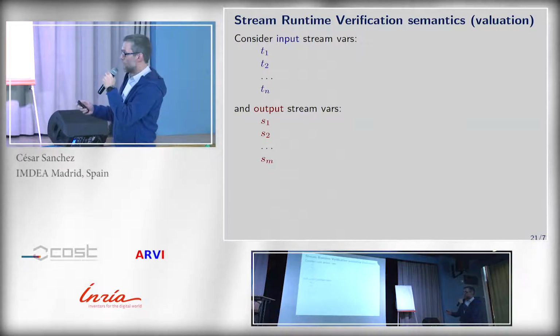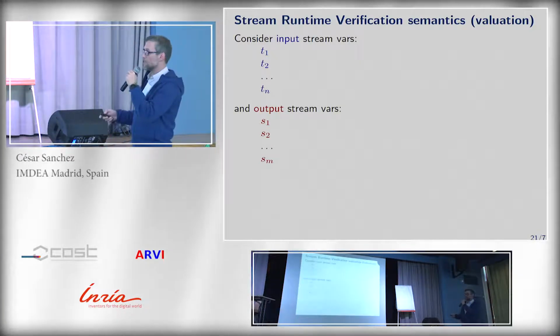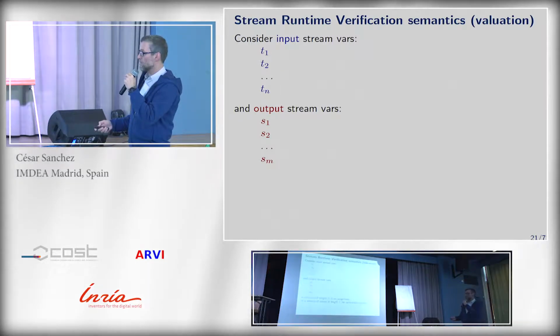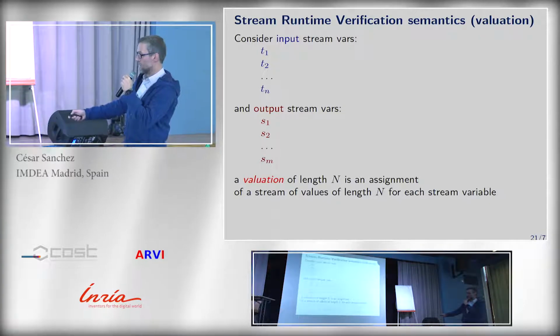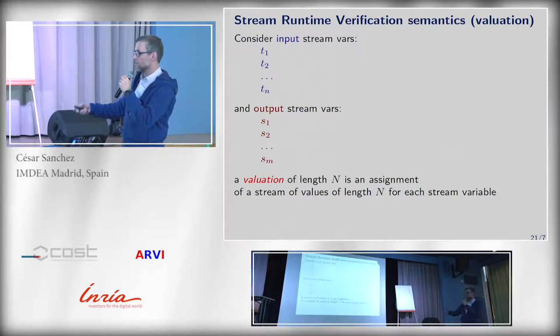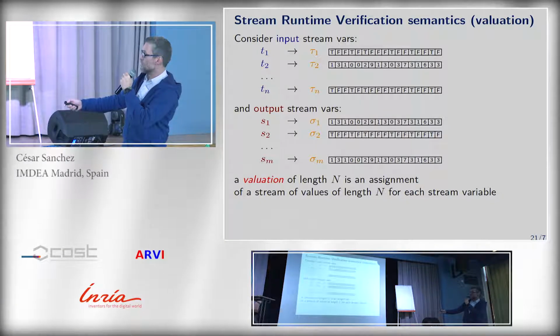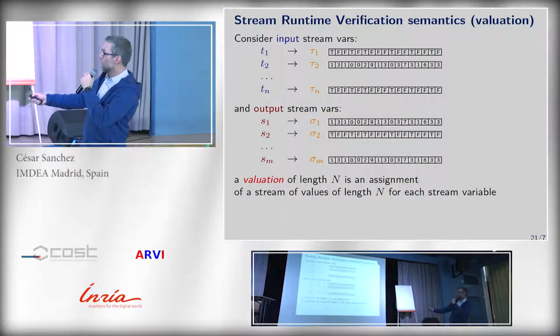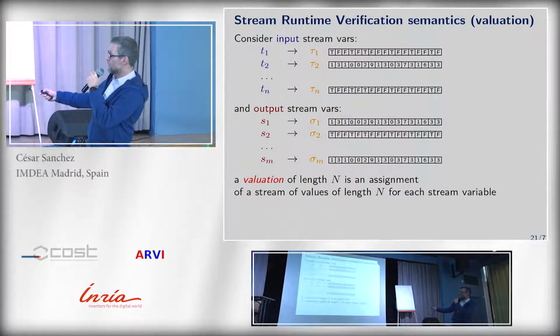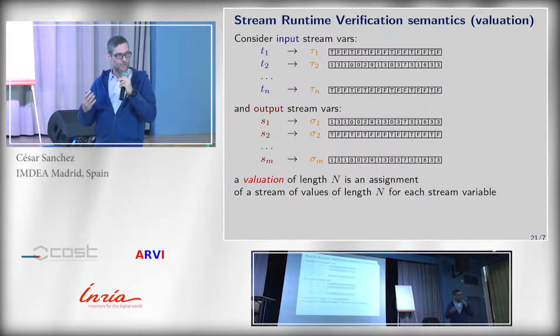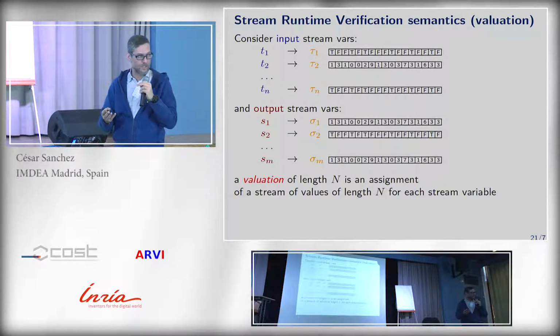So first, a couple of notions that I need to get to the semantics. Imagine that you have a specification with a bunch of typed input streams and a bunch of output streams. An evaluation of length n is a stream of values of the domains, one for each stream. For example, imagine that this is a Boolean stream variable, and this stream of length, maybe 15, of Boolean values would be one valuation of size 15 for this input. This is one of the possible streams of values that you would read in practice at runtime.